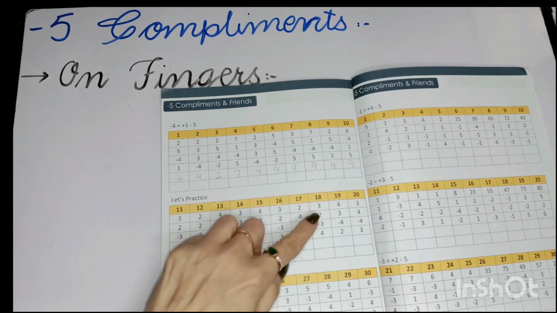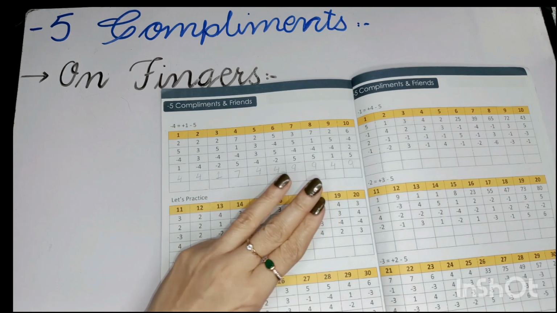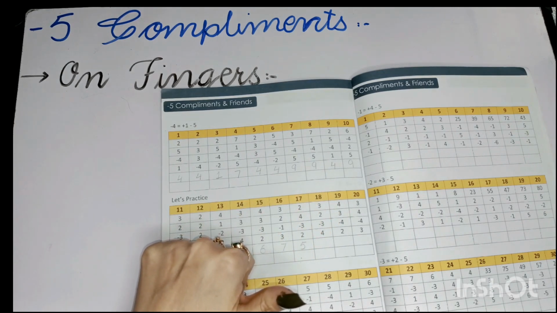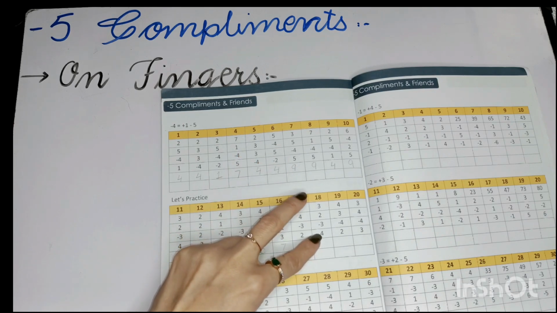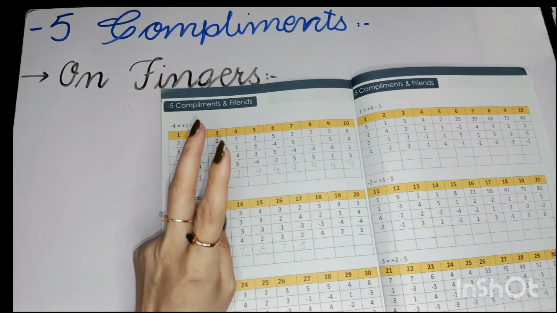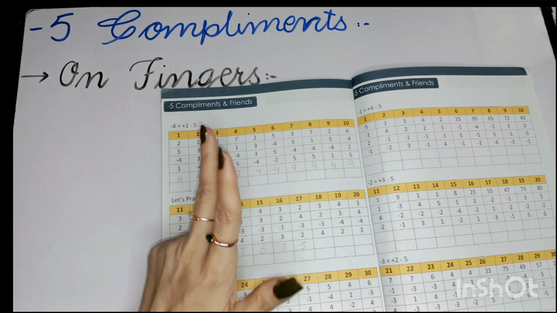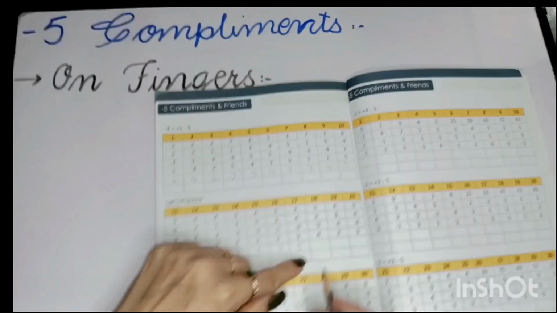Okay, next question is plus 3 plus 2 minus 3. Then plus 2 minus 5 and the last one is 4. How will we add plus 4 in it? Plus 5 minus 1. So the answer is 6.